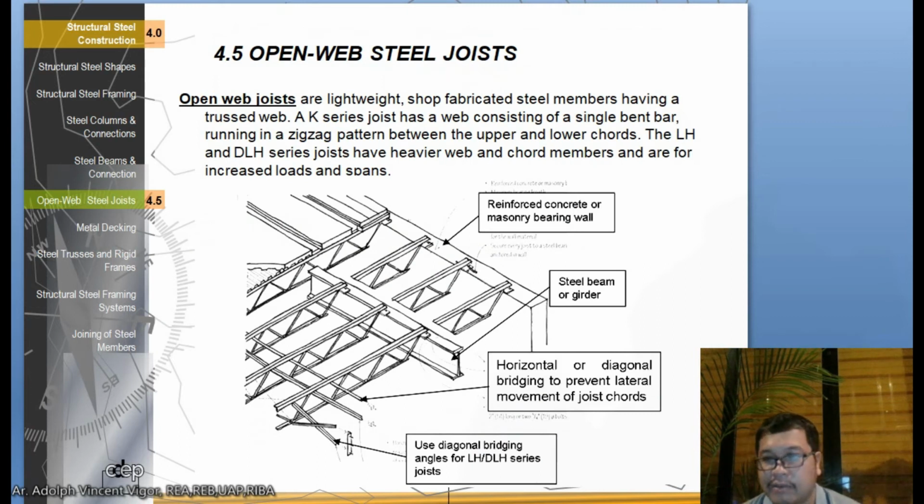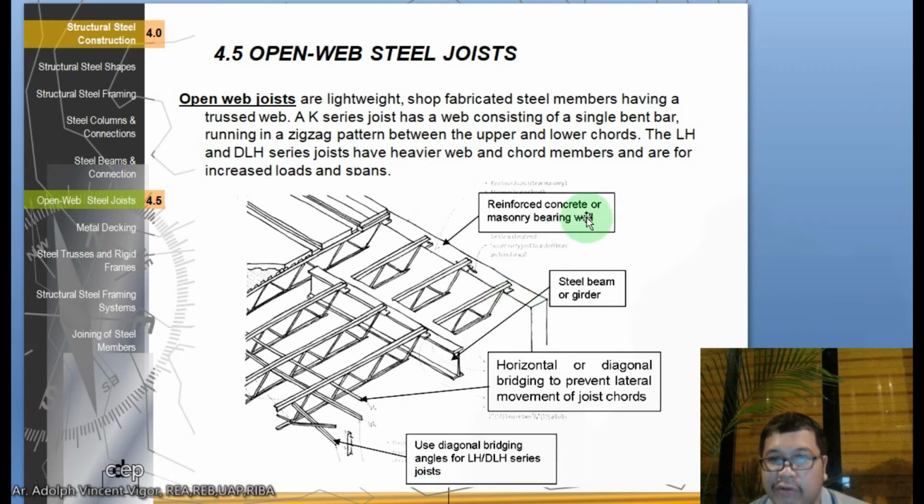Okay, then let's move to open web steel joists. Open web steel joists are lightweight, shop fabricated steel members having a trussed web. A K series joist has a web consisting of a single bent bar running in a zigzag pattern between the upper and lower chords. The LH and DLH series joists have heavier web and chord members and are used for increased loads and spans.